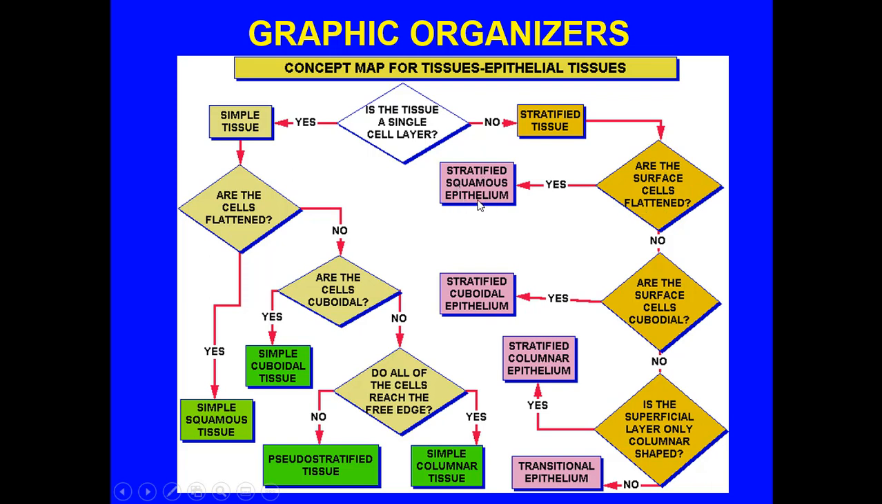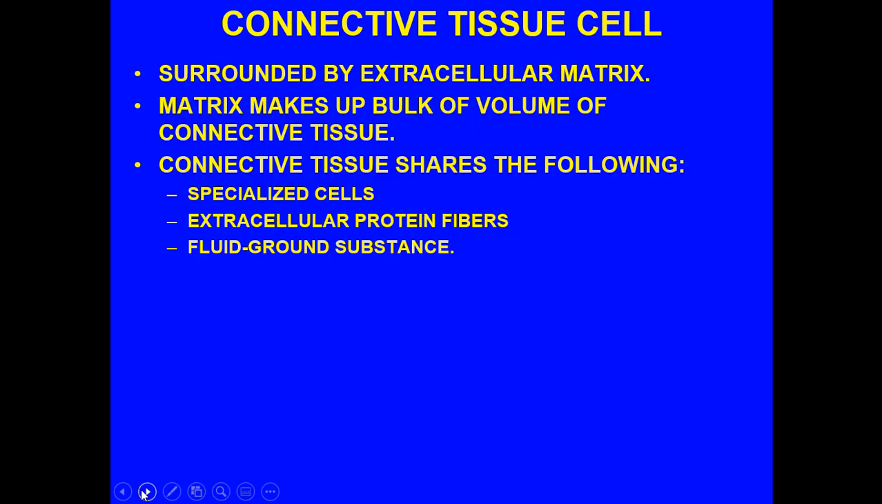Yes, stratified squamous epithelium. No. Are the surface cells cuboidal? Stratified cuboidal epithelium. And is the superficial layer only columnar shaped? If it's yes, then you have stratified columnar epithelium, but no, then it's transitional epithelium. So that's what you would see in the urinary bladder.